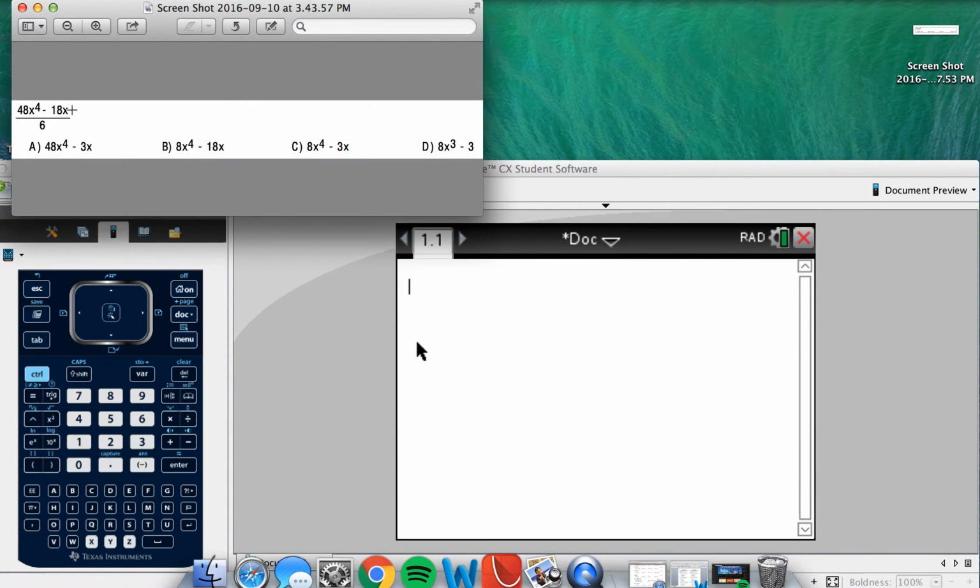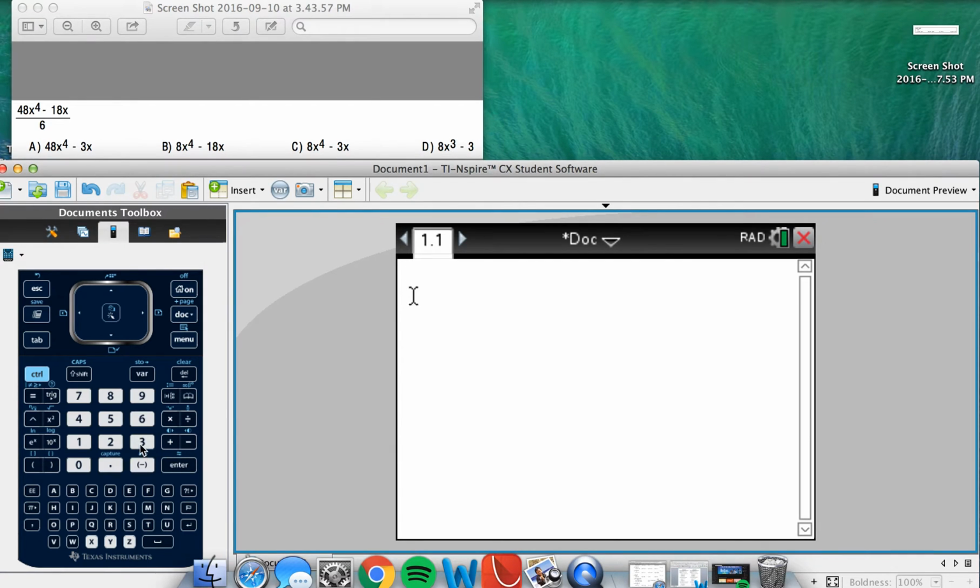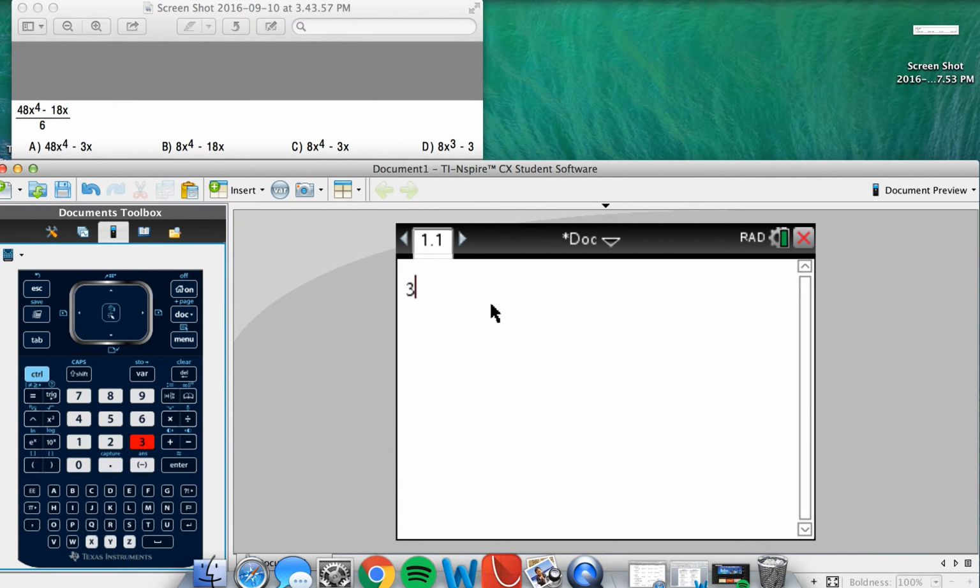So what I'm going to do is type this in, but remember I've got to tell the calculator what I want x to be. Okay, I'm going to use 3. So I'm going to put the 3, control store, and that is going to be my x. So I'm using 3 for x. I'll press enter, and now I'm good to go.